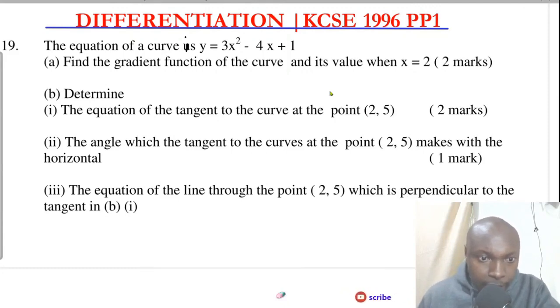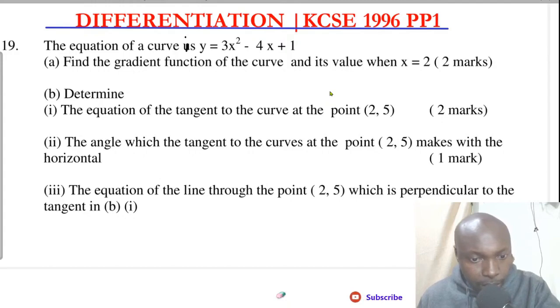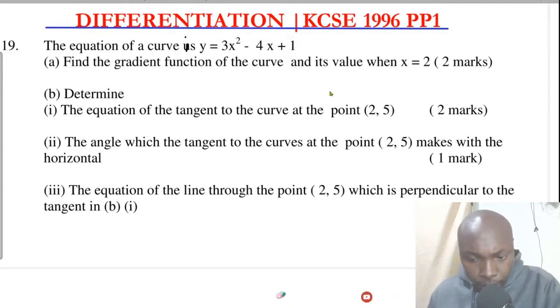B, determine 1. The equation of the tangent to the curve at the point (2, 5), 2 marks. 2. The angle which the tangent to the curve at the point (2, 5) makes with the horizontal, 1 mark. Part 3 of the question, the equation of the line through the point (2, 5) which is perpendicular to the tangent in B1. So that is the question.